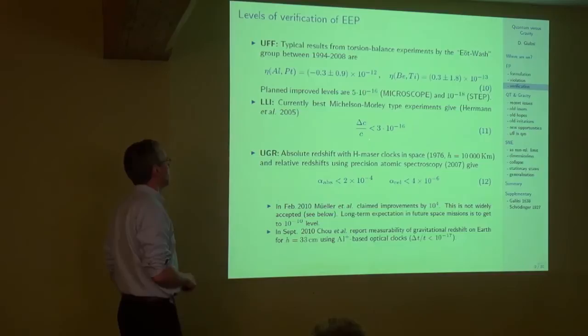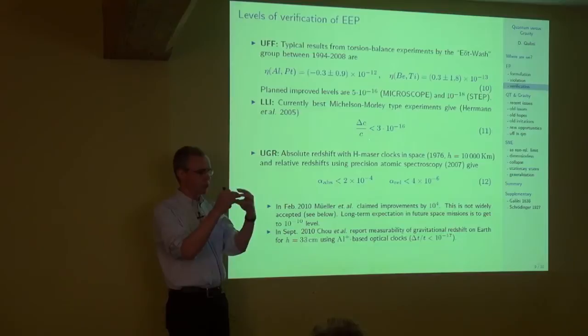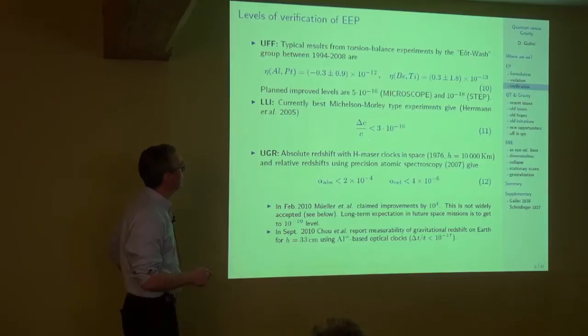And the planned improved level is the MICROSCOPE mission, that's a satellite mission, with purely classical test masses in the shape of concentric cylinders, and by optical laser devices, the relative positions of these two masses are monitored, and if they fall with different accelerations or velocities, MICROSCOPE will detect it up to the level of 10 to the minus 16.